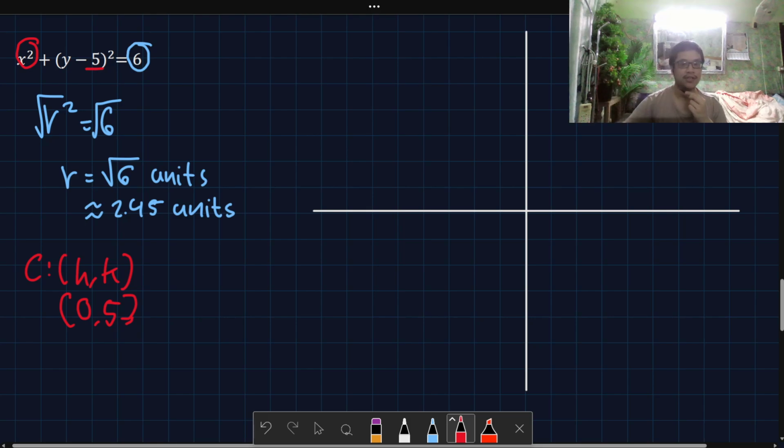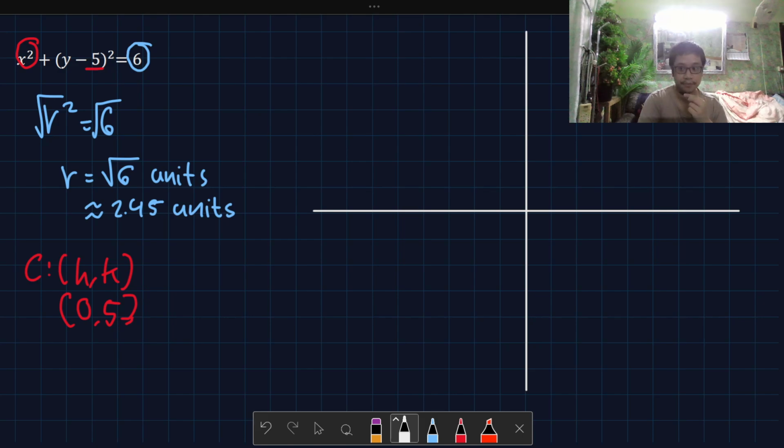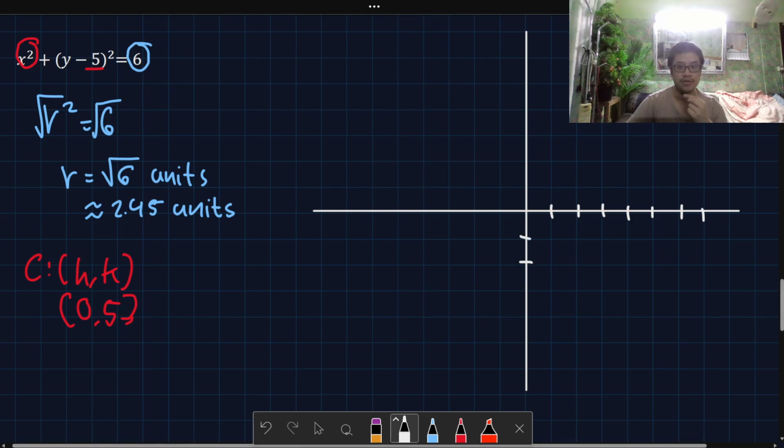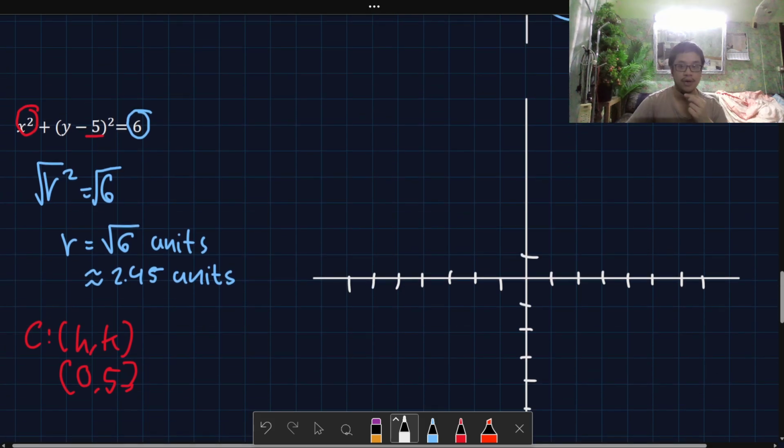Now we will locate. So let me put some integers. Forgive me, I actually forget how to put these integers. 1, 2, 3, 4, 5, 6, 7. 1, 2, 3, 4, 5, 6, 7. 3, 4, 5, 6, 7. And 1, 2, 3, 4, 5, 6.